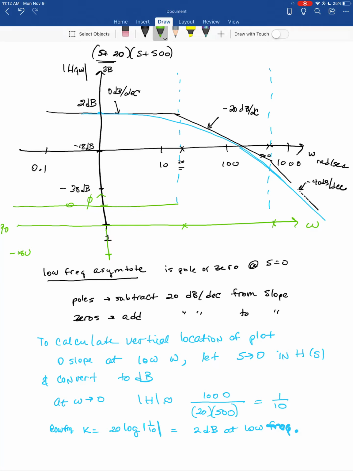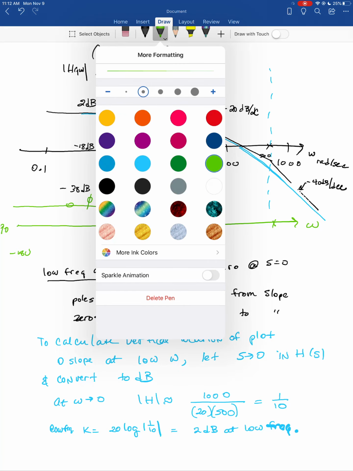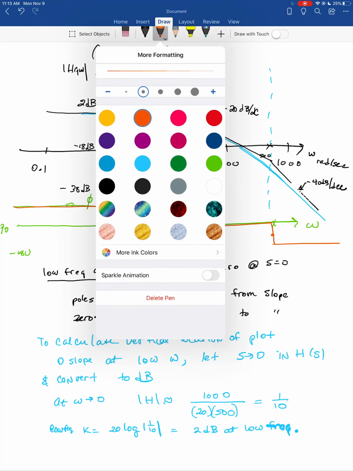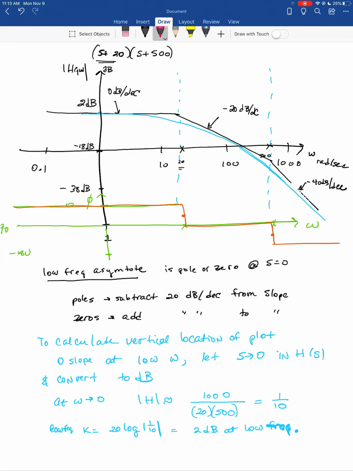So coming up to my first break point, or my first critical point, I'm at 0 degree phase. Let me once again use a different color. We'll do orange. So I'm at 0 phase. When I get to my first pole, I drop by 90 degrees in phase. When I get to my second pole, I drop by another 90 degrees in phase. So the phase plot always looks like stair steps. You'll always cross over in the middle of the step.